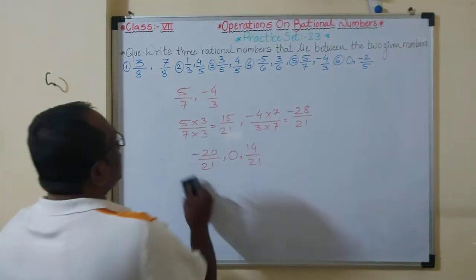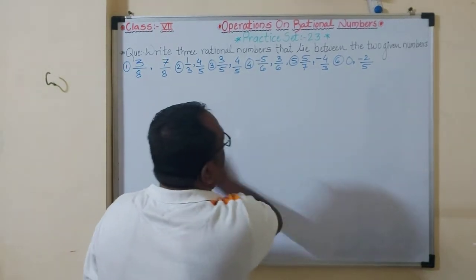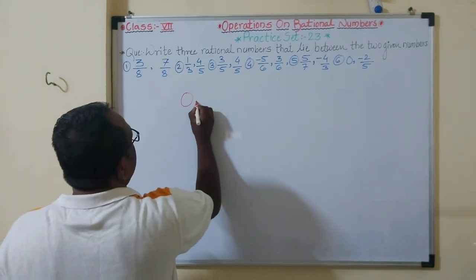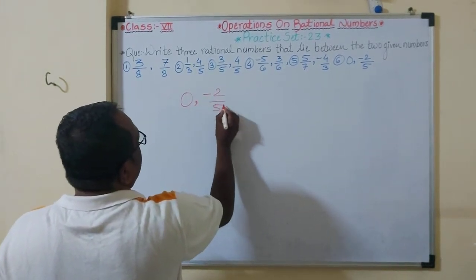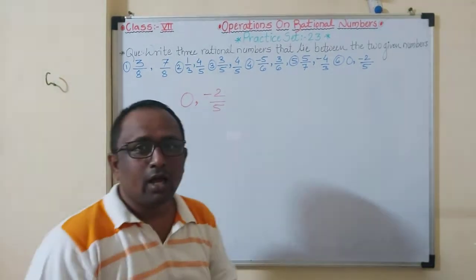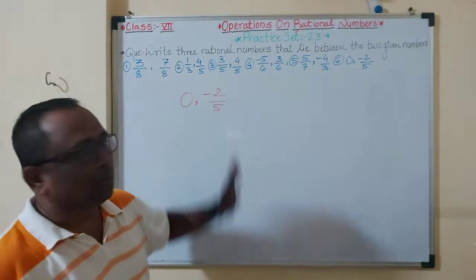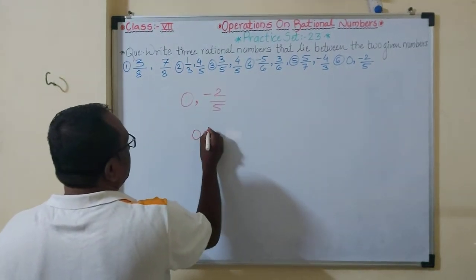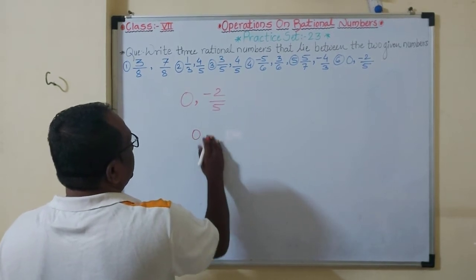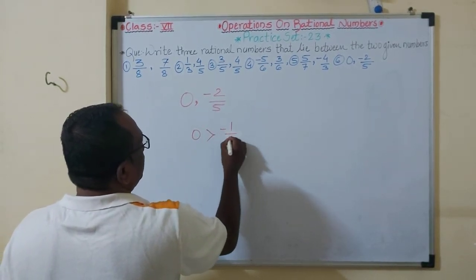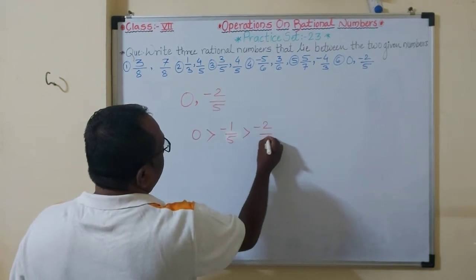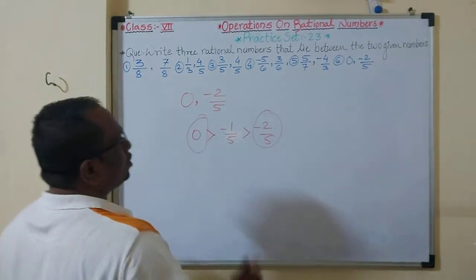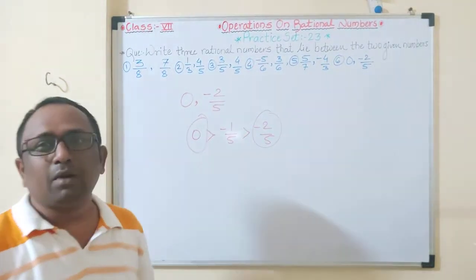Now we'll move to the last example, that is 0 and minus 2 upon 5. Okay, now students, here 0 and minus 2 upon 5. See, 0 is greater than minus 1 upon 5 and minus 2 upon 5. So here between 0 and minus 2 upon 5, there is only one number we get, that is minus 1 upon 5.